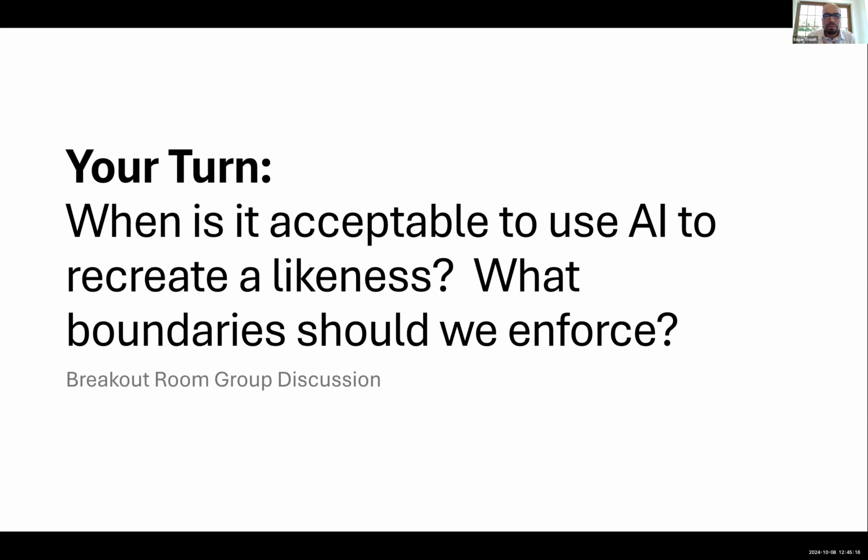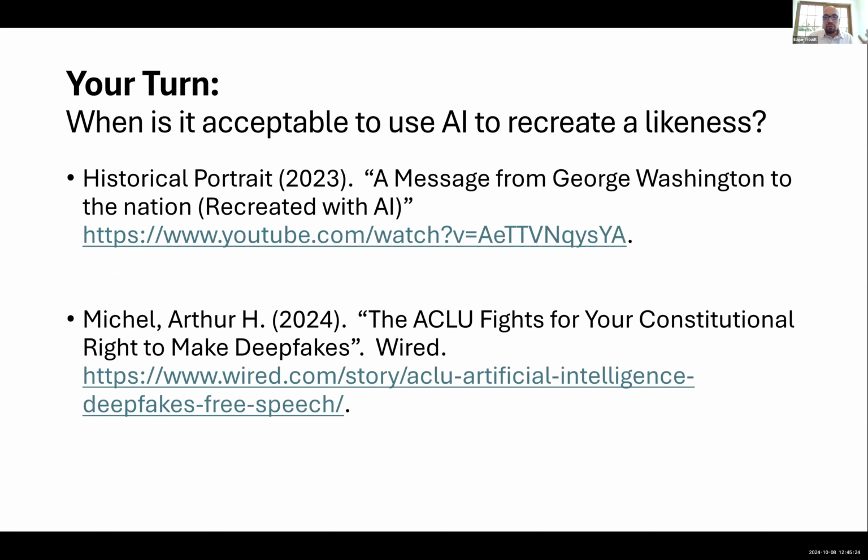But before I put you in the breakout rooms, let me give you some things to think about, some catalysts for your discussion. So here's one thought. There was somebody who decided to recreate George Washington with artificial intelligence. So now you can watch the historic character George Washington talk because he has been reanimated by artificial intelligence. Then there's an article in Wired about the American Civil Liberties Union, who has said, wait a second, we have a constitutional First Amendment right to free speech. So we want to protect your ability to make deep fakes and replicas of human likenesses.